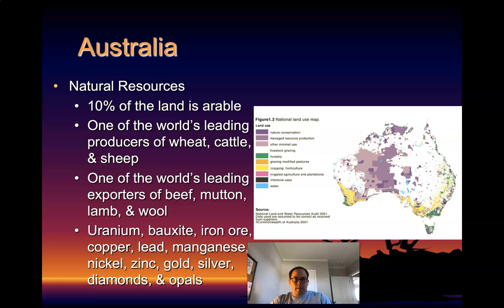So some of the natural resources, 10% of the land is arable. One of the world's leading producers of wheat, cattle, and sheep. One of the world's leading producers also of beef, mutton, lamb, and wool. So if you're thinking about UGG, it is a brand that gets a lot of its wool from Australia. And they also have all of these precious metals that you can see there.